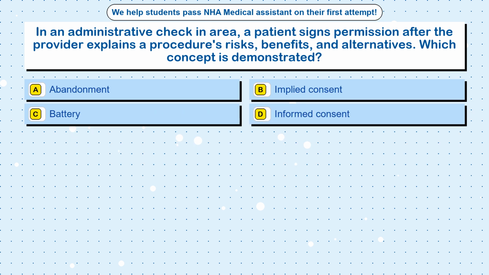Question 56. In an administrative check-in area, a patient signs permission after the provider explains a procedure's risks, benefits, and alternatives. Which concept is demonstrated? Option A, abandonment. Option B, implied consent. Option C, battery. Option D, informed consent.